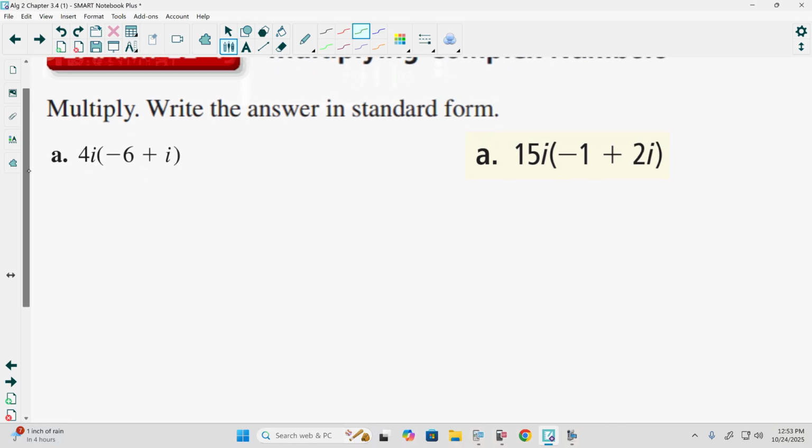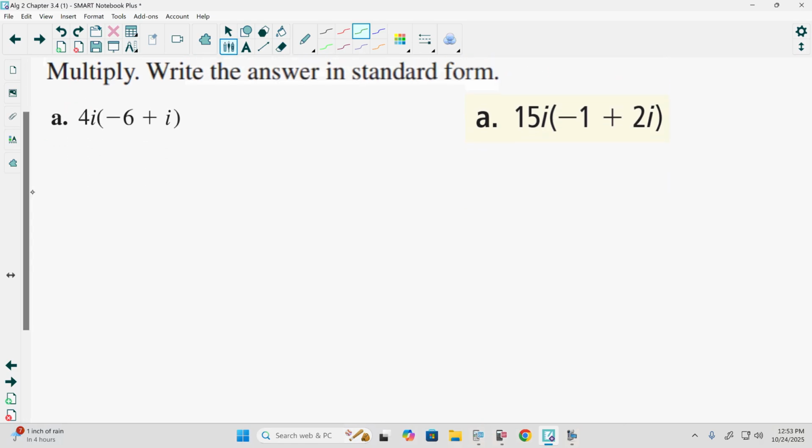We're going to multiply. And again, with multiplication, we're going to treat i almost like a variable. The only time that we have to do something different is if we get i to a power greater than 1. Because if we get i squared, i cubed, i to the 4th, we have to reduce that power. So when we look at this here, the first thing we can do is distribute the 4i.